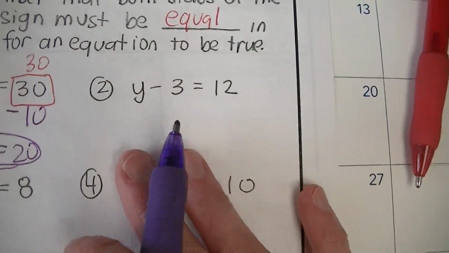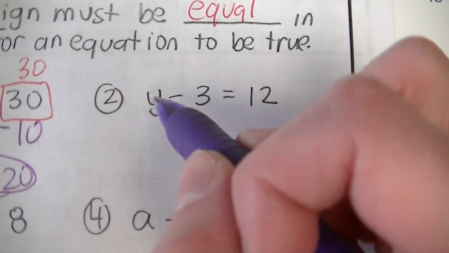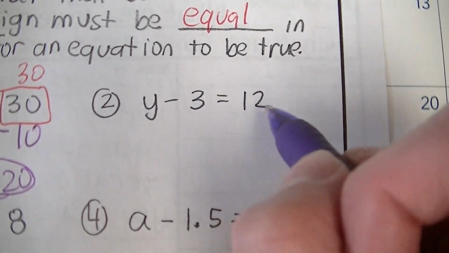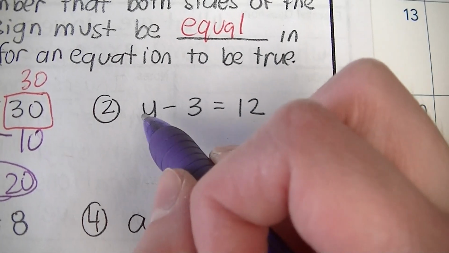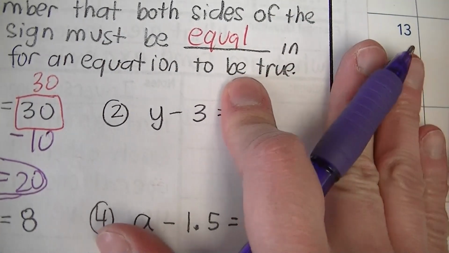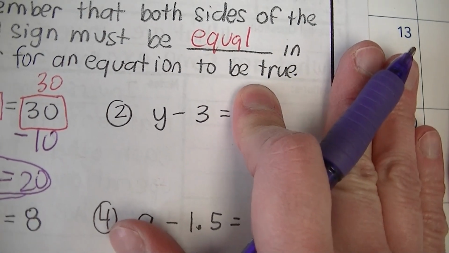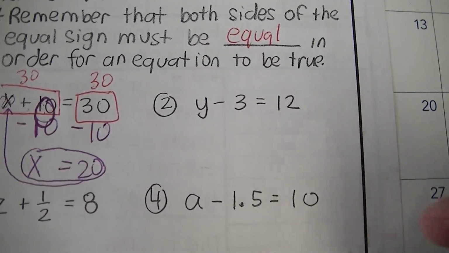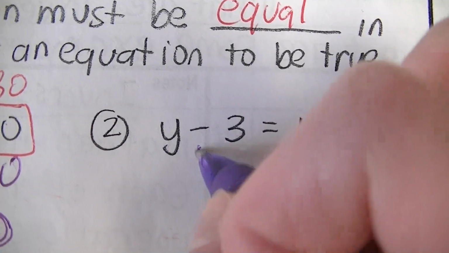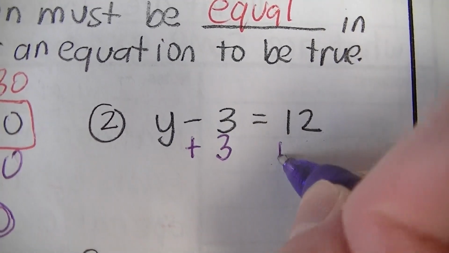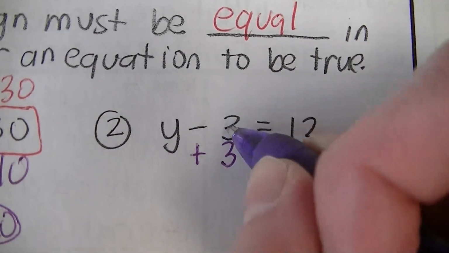All right, number 2. Some number that I don't know, subtract 3, should equal 12. So think of what y would have to equal for this side to also equal 12. A number minus 3 should equal 12. So the way I'm showing you is using inverse operations. You see the subtract 3, the opposite of subtract 3 is to add 3. And you've got to do it to both sides of the equal sign.